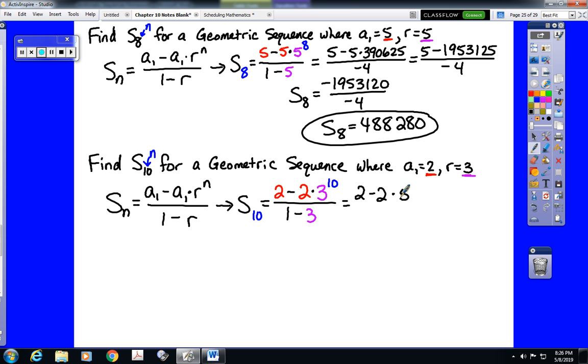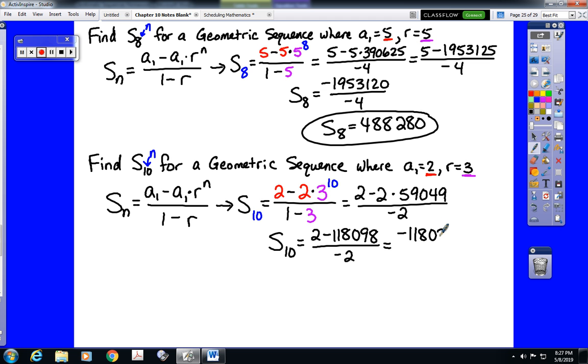Again, big number, 59,049, over negative 2. We're going to multiply that by 2, which gives us that S sub 10 is 2 minus 118,098 divided by negative 2. Then we're going to do the subtraction. So 2 minus that big number is negative 118,096. And then we're going to divide by negative 2 to give us that S sub 10 is 59,048.